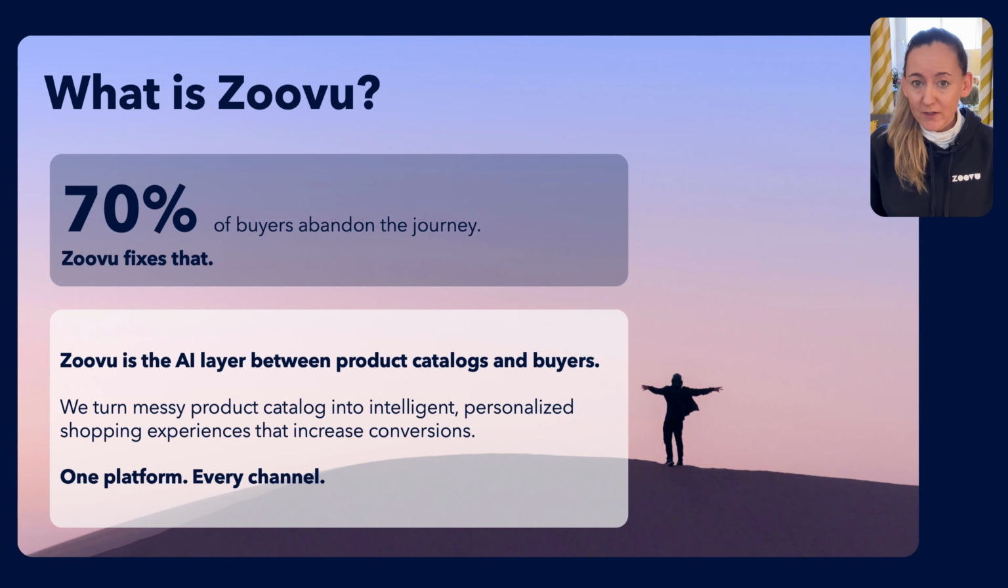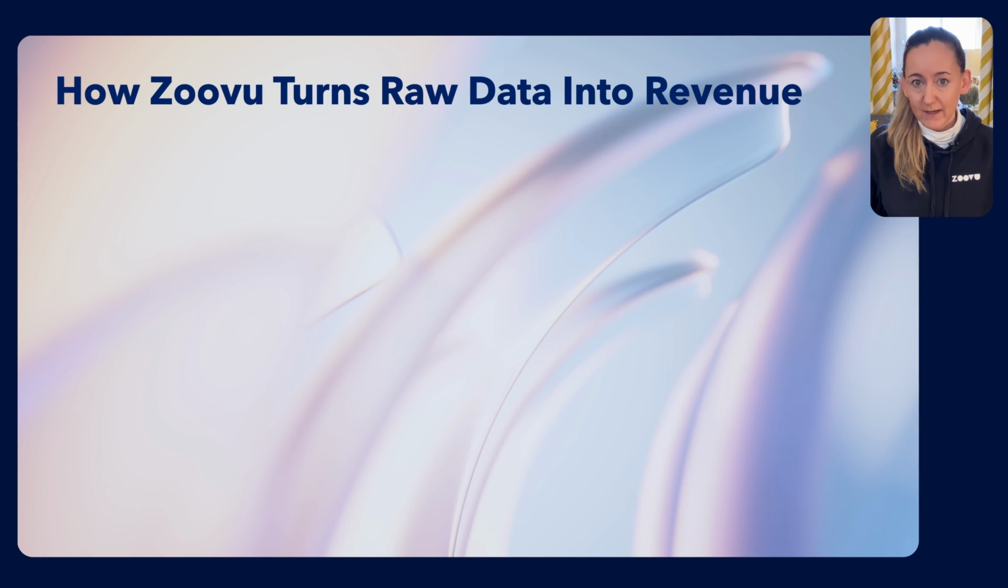So at its core, Zoovu sits between your product catalog and your buyers. It takes your product data and turns it into smart, personalized experiences that help people find what they need, all in one platform across every channel. So how does Zoovu get you there? There are 3 layers and they build on each other.